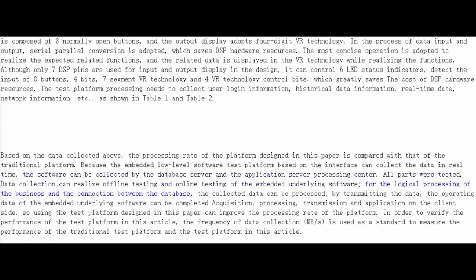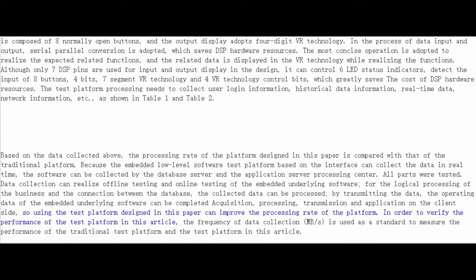It handles the logical processing of the business and the connection between the databases. The collected data can be processed by transmitting the data. The operating data of the embedded underlying software can be completed in acquisition, processing, transmission and application on the client side. So using the test platform designed in this paper can improve the processing rate of the platform.